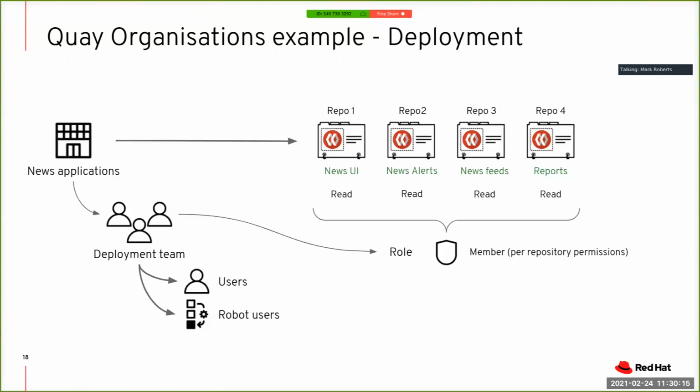Moving on from our development team to our deployment team. Now this team only needs to read our repositories. They're not going to write new images. They don't need to administer them. So they're only going to read from those images. So that's the permission that they have there.